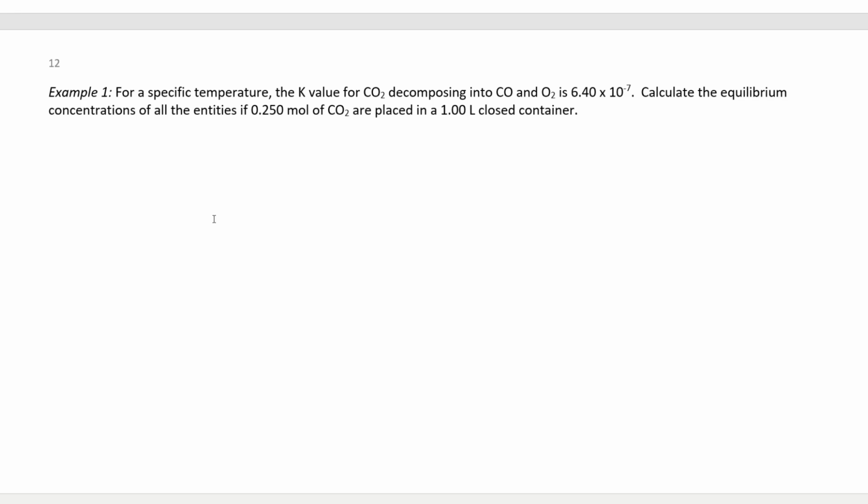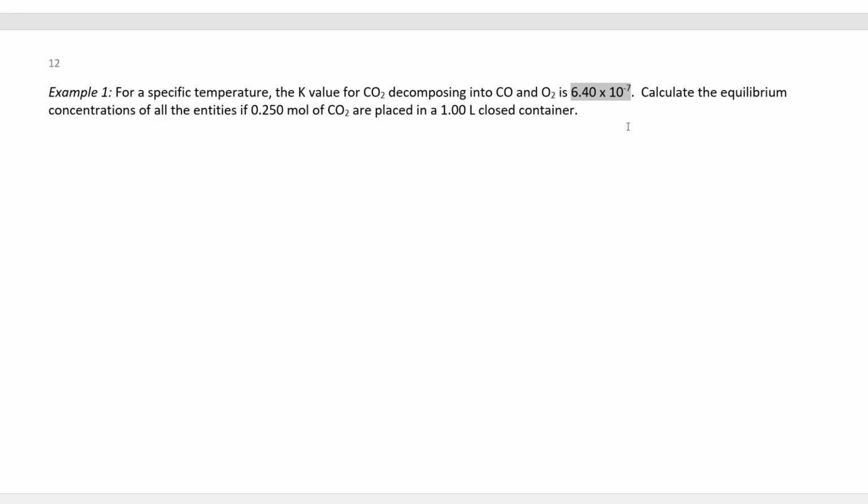So, example 1. For a specific temperature, the K value for carbon dioxide decomposing into carbon monoxide and oxygen is 6.4 times 10 to the negative 7. So when I read that, I see, okay, 6.4 times 10 to the negative 7, that means there will not be a shift right very much in this reaction. So that means that very little of the CO2 will in fact decompose into CO and oxygen. I cannot say that no carbon dioxide will decompose because there is some value, but given the K value, it's going to be pretty small.